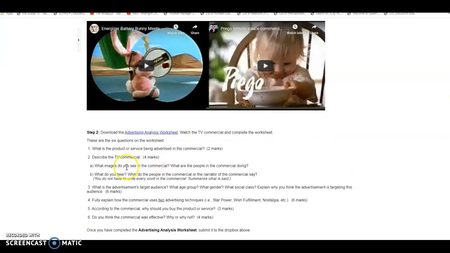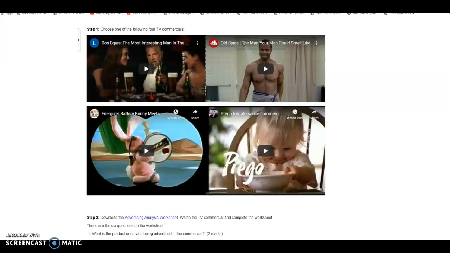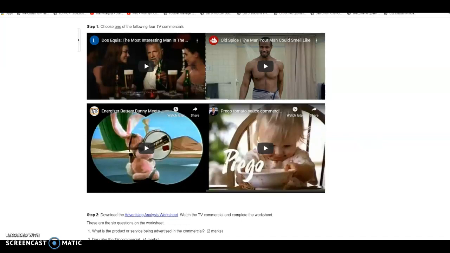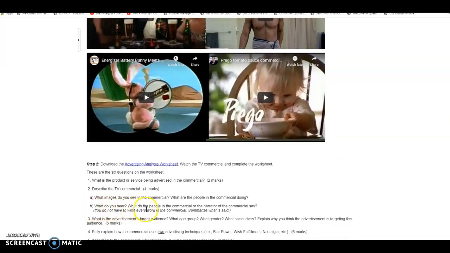And then B, what do you hear in the commercial? What do the people in the commercial or the narrator of the commercial say? Some of these commercials, like this Prego one, the actors, this little girl here and the people in the commercial, aren't going to say much, but you're going to hear a voice talking over the commercial. Whereas in this Old Spice commercial, this actor right here is going to do all the talking. In some of the commercials you have a narrator doing the talking, and in some you have the actors talking. It doesn't matter who is doing the talking, but just describe, what do you hear?